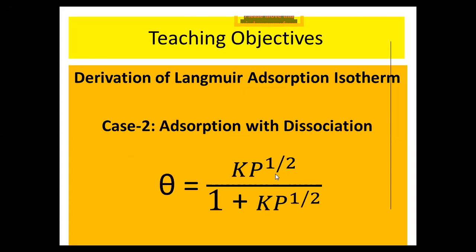And here we will first derive this equation, and this is also a very simple equation as we have done before, and then we will compare the outcome of the adsorption with dissociation and adsorption without dissociation. So how can we compare both types of adsorption by using the Langmuir adsorption isotherm? So let's move to the derivation.